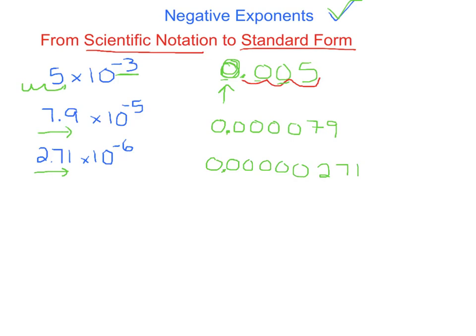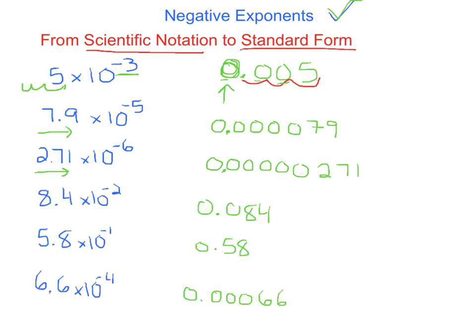Now I'm going to give you 3 more examples. I want you to write them down and see if you can figure them out on your own. Okay, check your answers. 0.084, 0.58, and 0.00066.